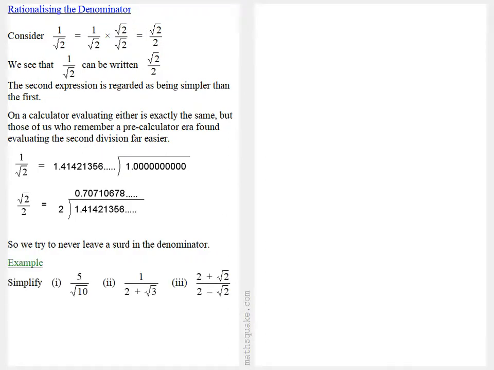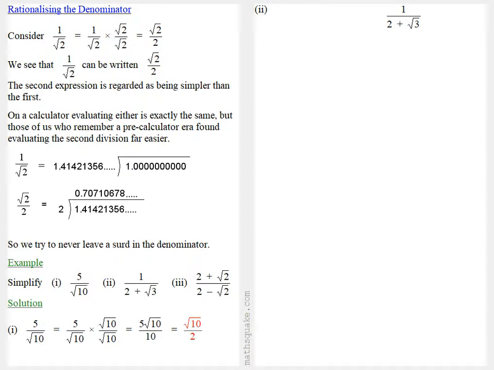So let's have a look at some examples. Example 1, 5 over root 10. Now, if we start with 5 over root 10, we can multiply top and bottom by root 10, which gives us 5 root 10 over 10. Now, the 5 and the 10 cancel to give us root 10 over 2.